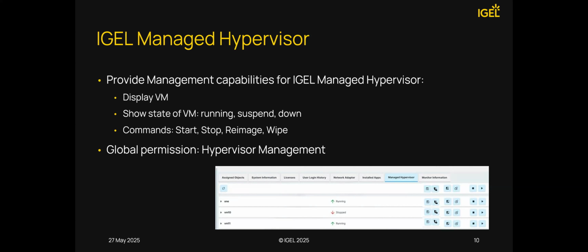In order to do this, you need a global permission. It's the hypervisor management permission. And you can already see this in the console and in the UMS web app in the new user management.